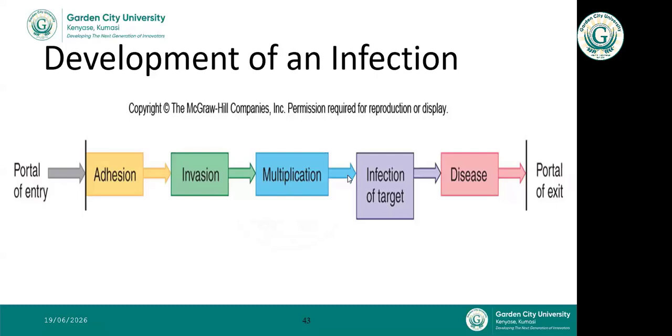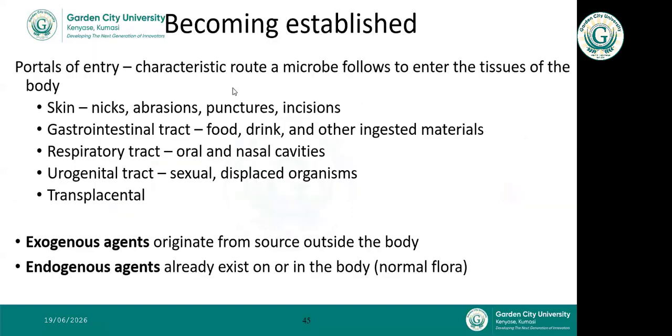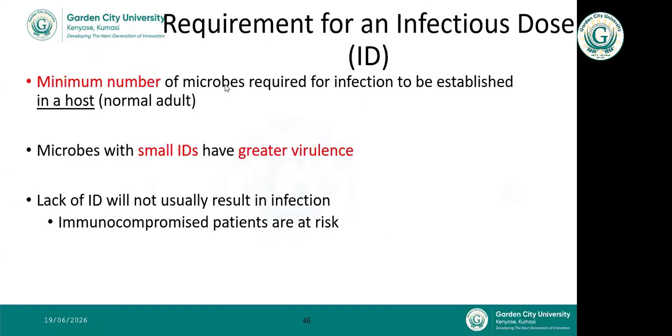If for that organism, the 64 is the minimum that can achieve infection, that becomes the infectious dose for that particular organism. So the minimum number of those organisms or the agent, in the case of the virus, that can establish in a normal adult, which is the host, to result in an infection. That's the infectious dose or the ID.